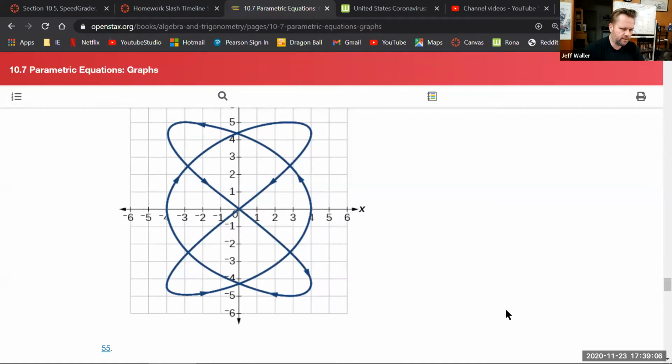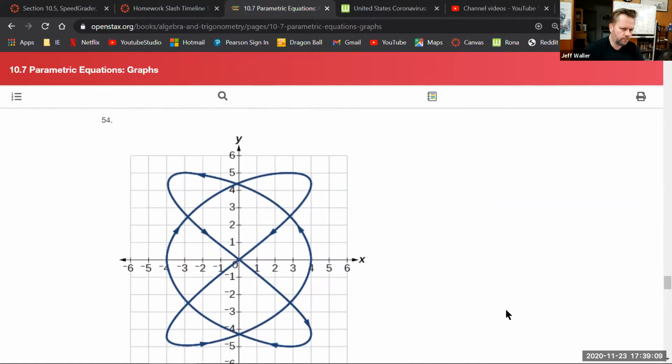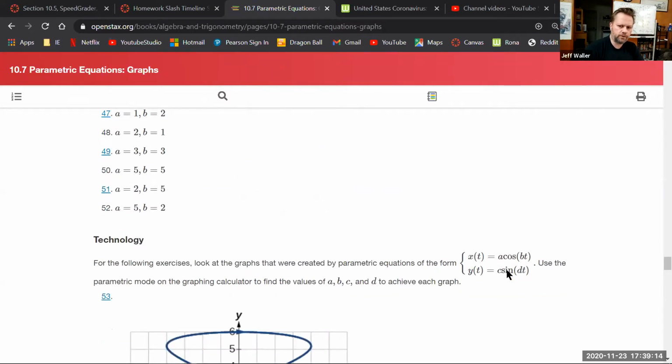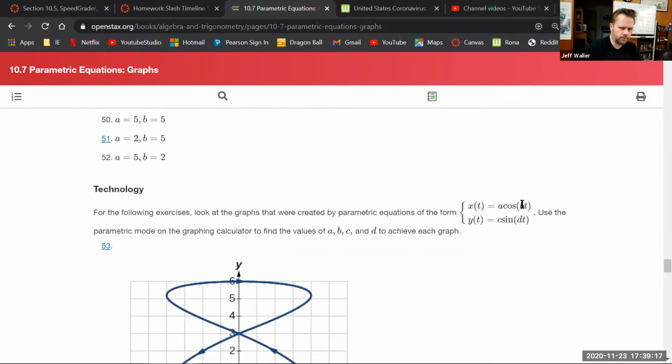Does that make sense? I don't get what you mean by how many cycles it goes through. Can you? Because what do the B and the D do with these functions? What does that control? The B right here, what does that control? Just look at the cosine function. Like A is the amplitude, what does B do? Does anyone remember? What does B control or change? Does anyone remember?